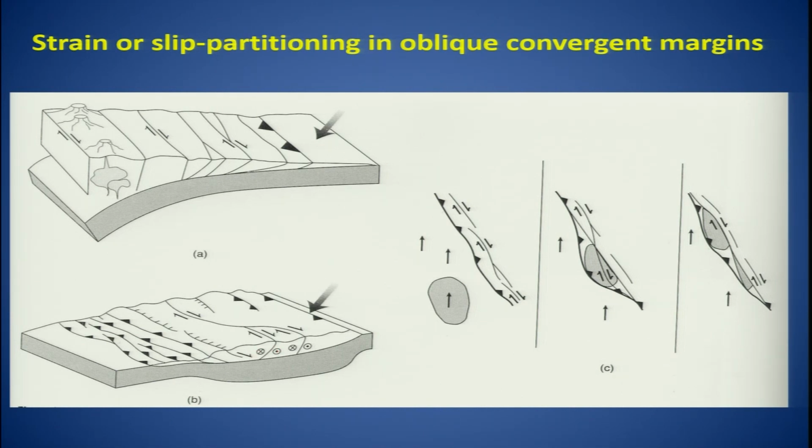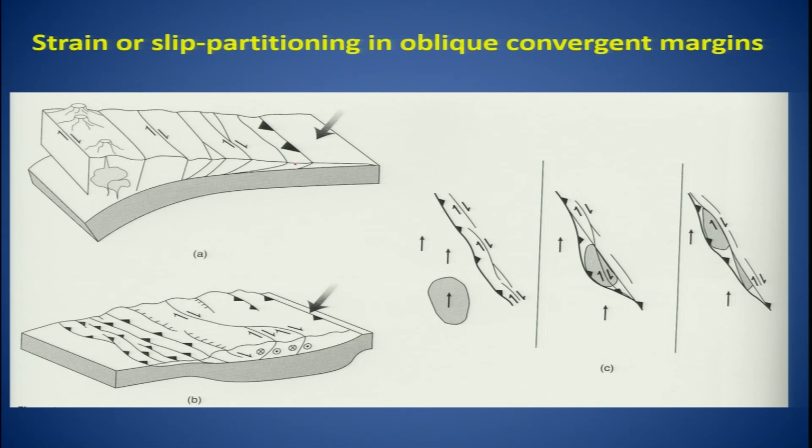So this is the case where you have an oblique convergence, and you are bound to see the thrust here, for example, and towards the hinterland side you will find the formation of strike slip faults. So if you have such a configuration of fault distribution, then what you find is mainly slip partitioning in the oblique convergence margin.